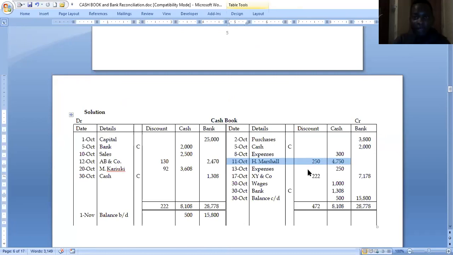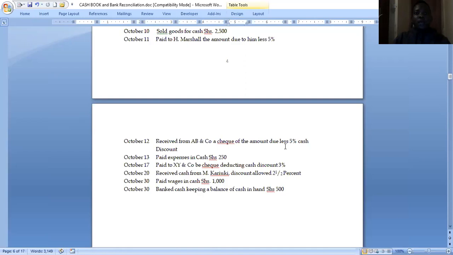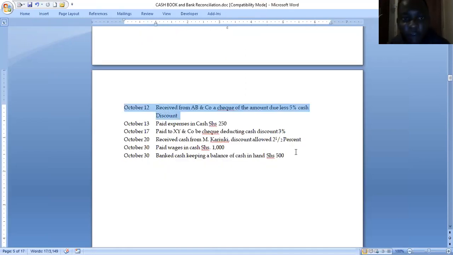Then we move on to the other transaction. October 12th, received from AB and Company a check of the amount due less 5% cash discount. So the two accounts here, we have AB and Company, and then we have bank account, and then we have 5% cash discount.